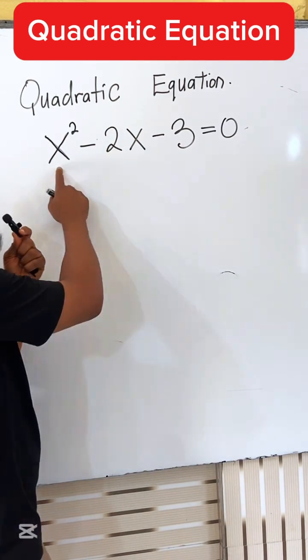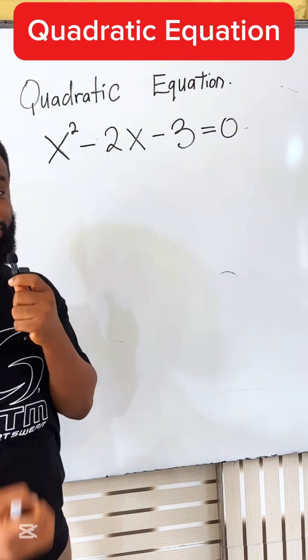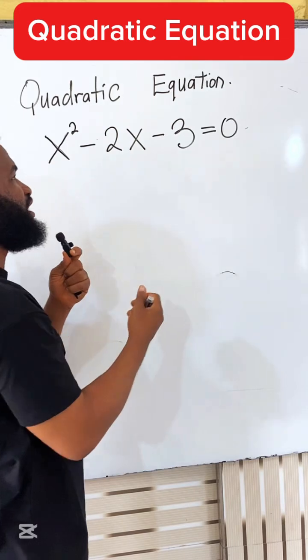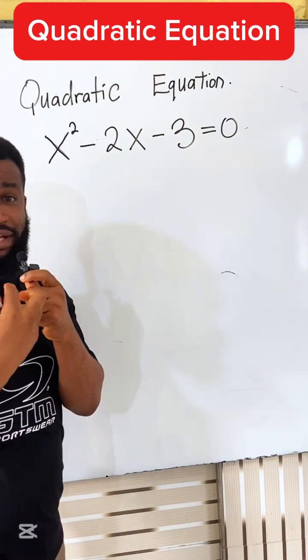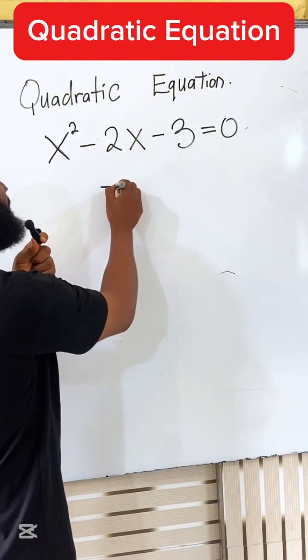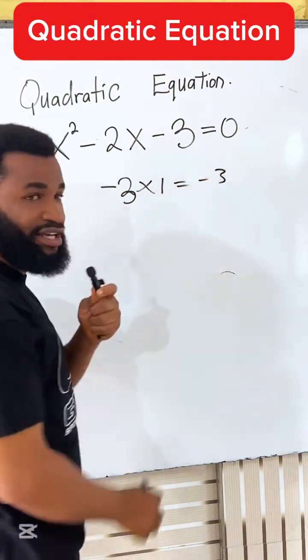Now you have x squared, you have x, and this is a constant, which is minus 3, and everything is equal to 0. So what do you do? You now go to the constant. Ask yourself, what are the two numbers I can multiply to get minus 3? Of course, those numbers can be minus 3 times 1, which will give you minus 3, right?